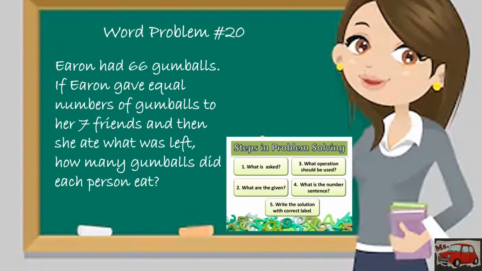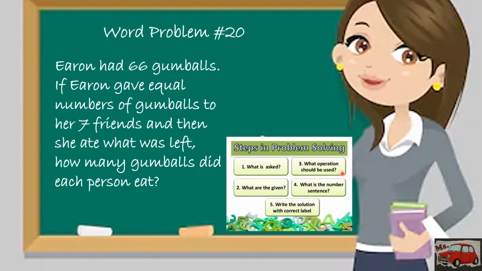Word problem number 20. Aaron had 66 gumballs. If Aaron gave equal numbers of gumballs to her 7 friends and then she ate what was left, how many gumballs did each person eat? So let's use the steps. First, what is asked? So the question is how many gumballs did each person eat? Second, what are the given? So we have 66 gumballs in total and then Aaron has 7 friends.